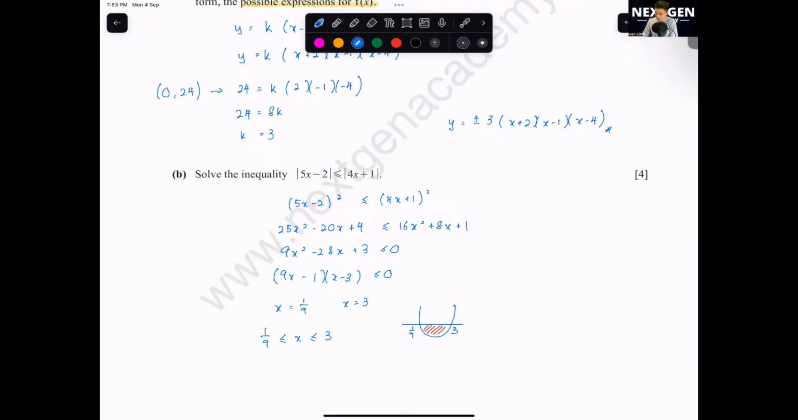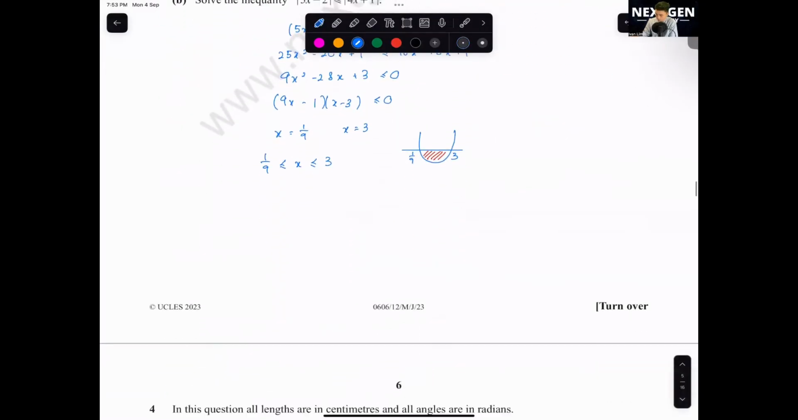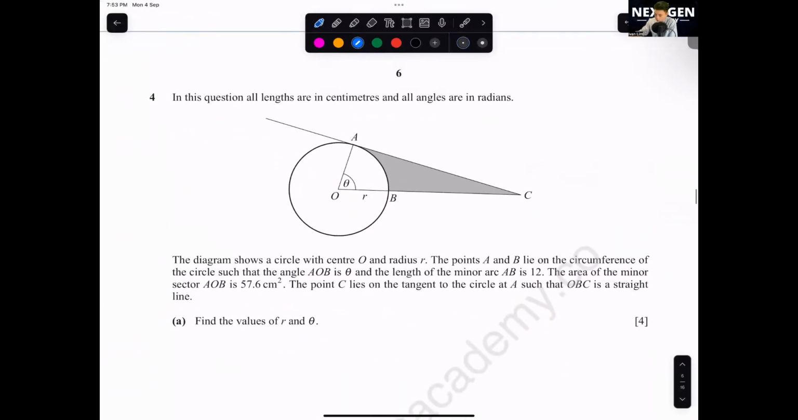Okay, next one. Question 4. In this question, all lengths are in cm and all angles are in radians. The diagram shows a circle with center O and radius R. The points A and B lie on the circumference. Okay, blah, blah, blah, until here. And the length of the minor arc is 12.